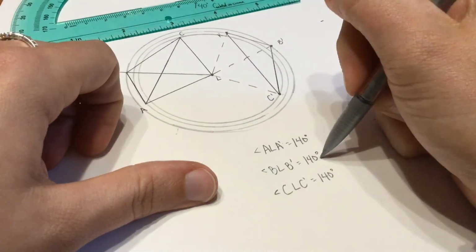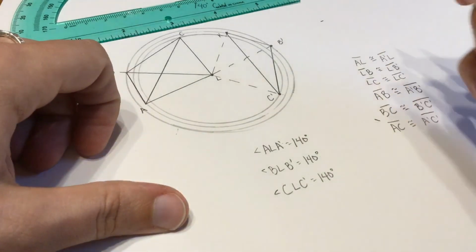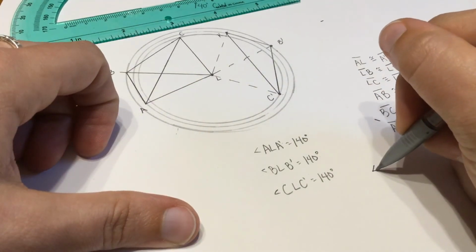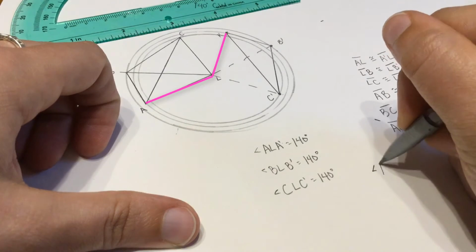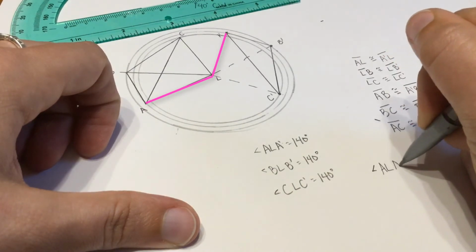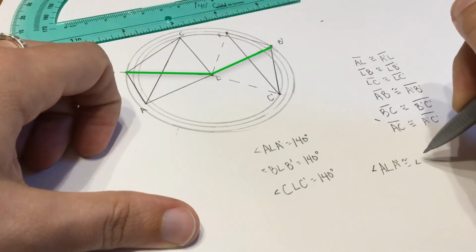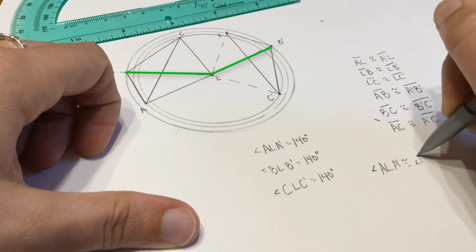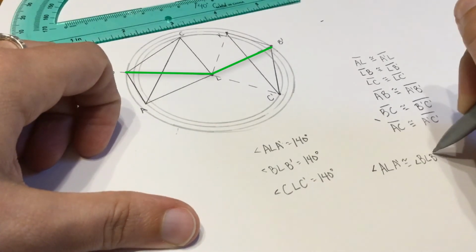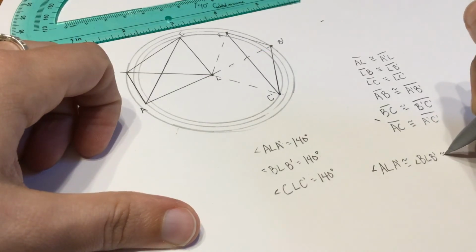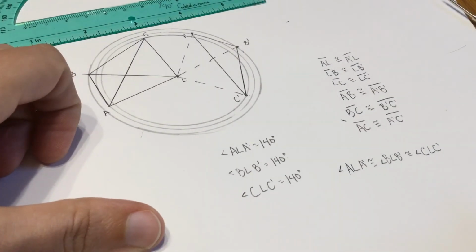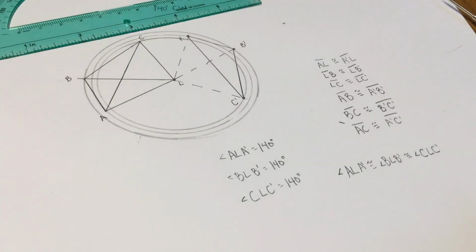If angles have equal measure, then we can say that they're congruent. So we could write angle ALA prime is congruent to angle BLB prime, which is congruent to angle CLC prime. And that's how you perform rotations and some special properties about it.